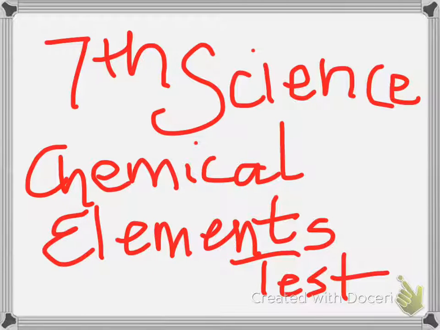Number 7. Which of the following correctly describes a proton? A, location, nucleus. Contribution to mass, usually about half. Charge, positive. B, location, nucleus. Contribution to mass, virtually none. Charge, positive.